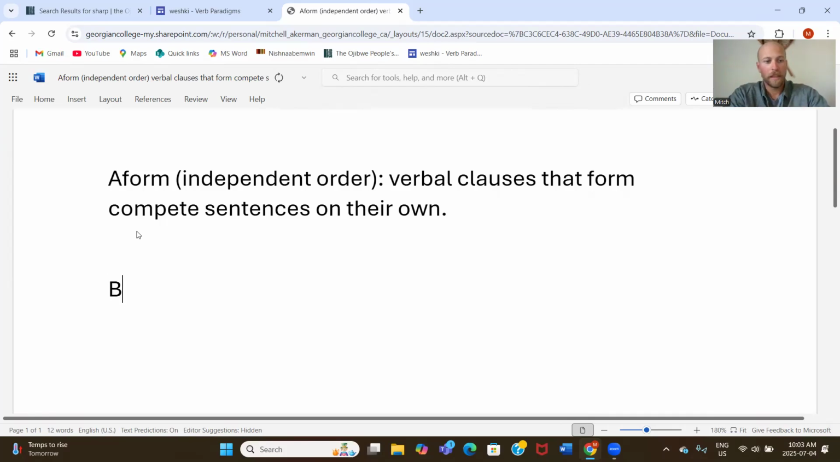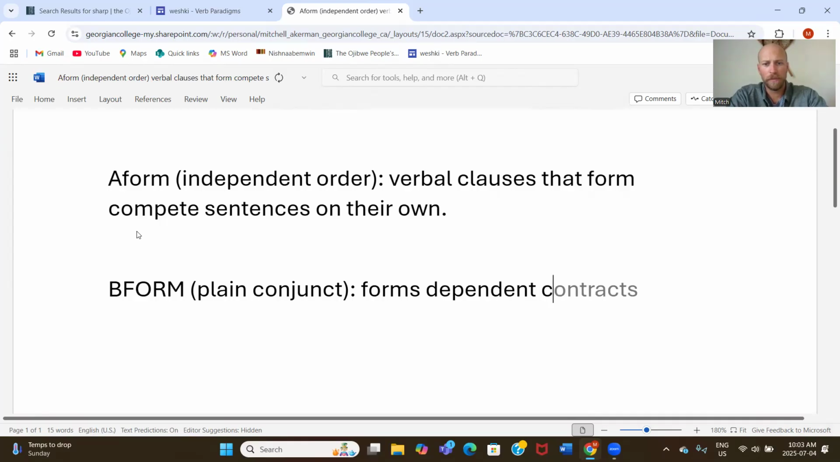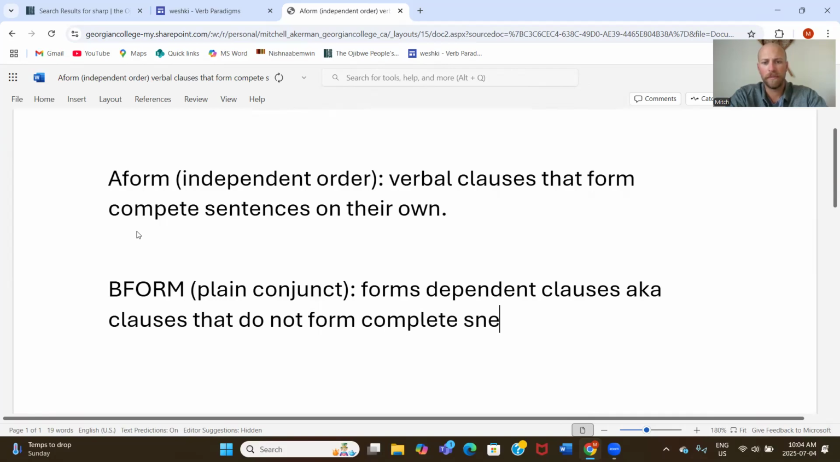It's a sentence. Then we have B form, and the AKA for that is plain conjunct, which now starts to make sense when you look at C form, right? That's why it's just plain conjunct. It doesn't have that initial change on it. So B form or plain conjunct forms dependent clauses, which are clauses that do not form complete sentences on their own.